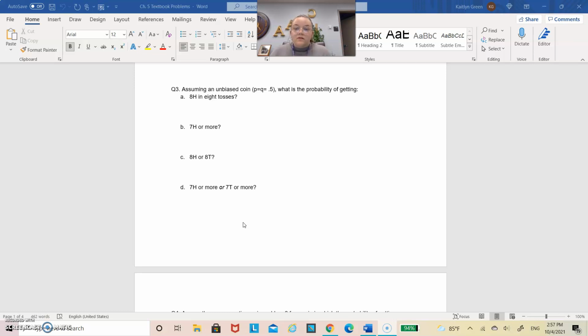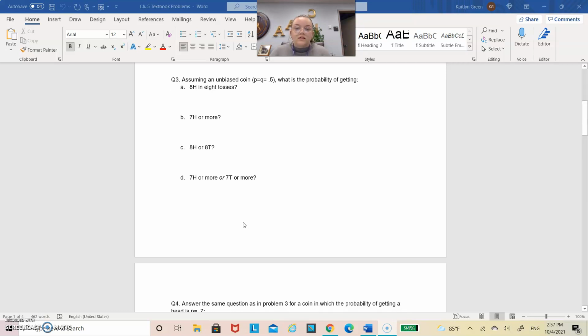C is the same kind of concept, but it's wanting to know 8 heads or 8 tails. Well, looking at our coefficients, we see that there's only one chance of each of those, and so we have 2 over 256, which ends up giving us 0.0078. And then finally on D, it's basically just adding up everything that we've done so far, except for adding 7 tails to the equation.